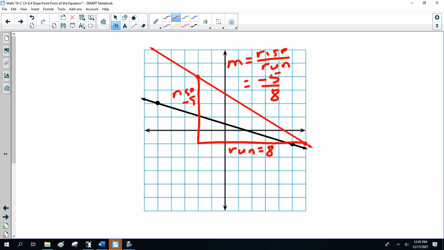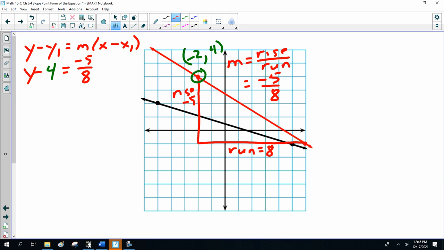Now, remember I just showed you that formula? y minus y1 equals m(x minus x1). Like I said, this is a cheating shortcut if your b value sucks or you don't know what it is. Now, choosing a point, I'm arbitrarily choosing this one because I can. This is minus 2, comma, 4. So I go y minus my y value, 4, equals my slope, minus 5 eighths, times x minus minus 2. Now, that's y minus 4 equals minus 5 eighths, x plus 2, we write it like that.